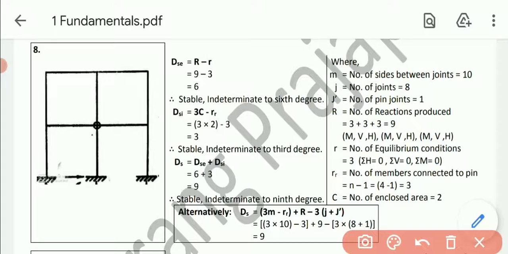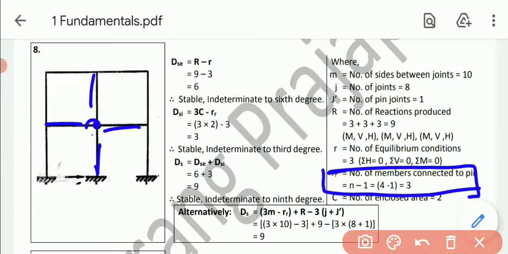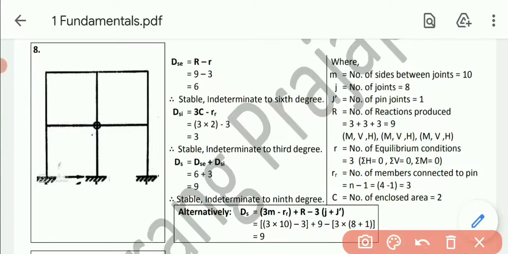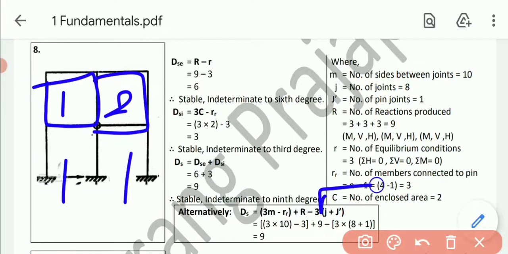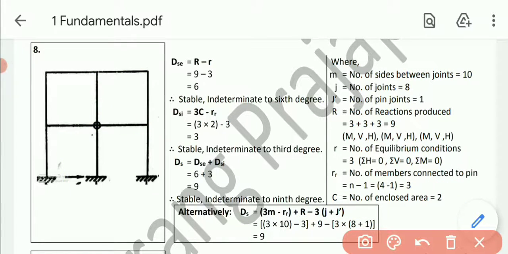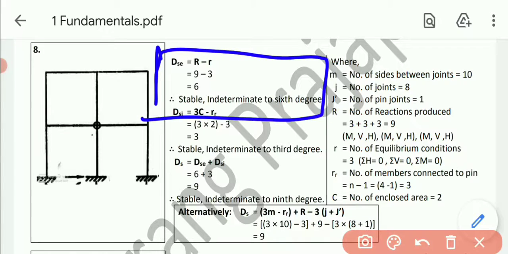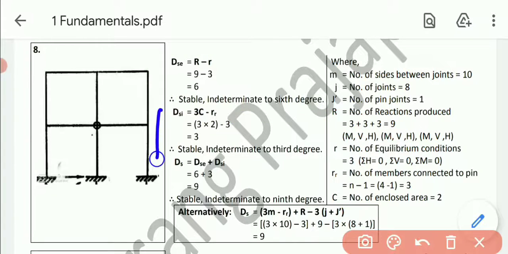Now RR will be there. This one is a pin joint, so the number of members connected: 1, 2, 3, 4. 4 members are connected, so 4 minus 1, that is 3. Clear? Then enclosed areas: 1, 2, these are open, these are open, so ultimately the number of enclosed areas is 2. So finally DSE is capital R minus small r, capital R 9, small r 3, 9 minus 3, answer comes 6. So stable and indeterminate to 6th degree.